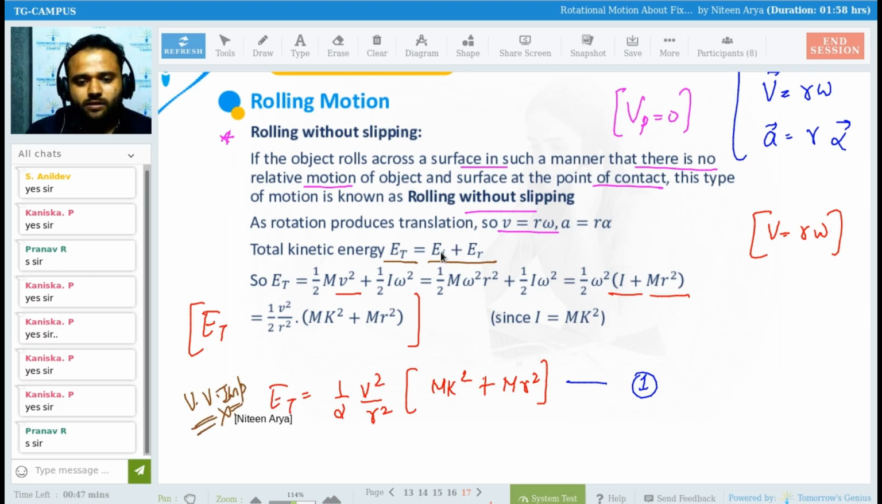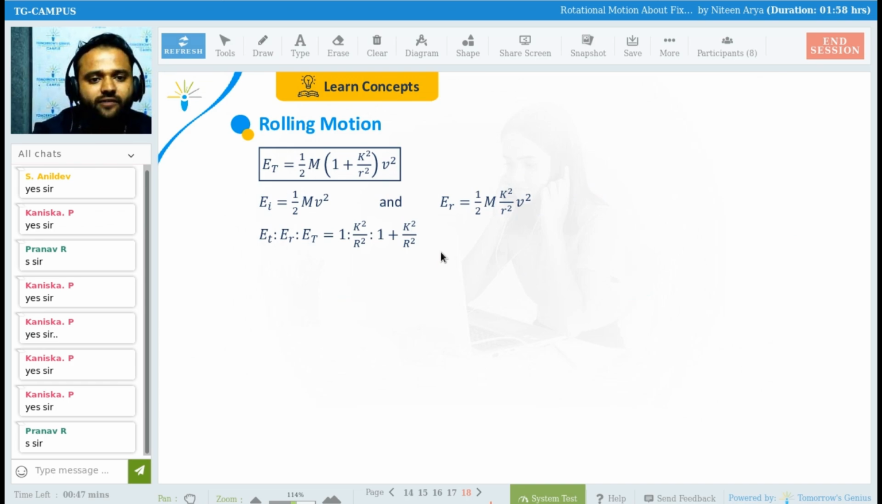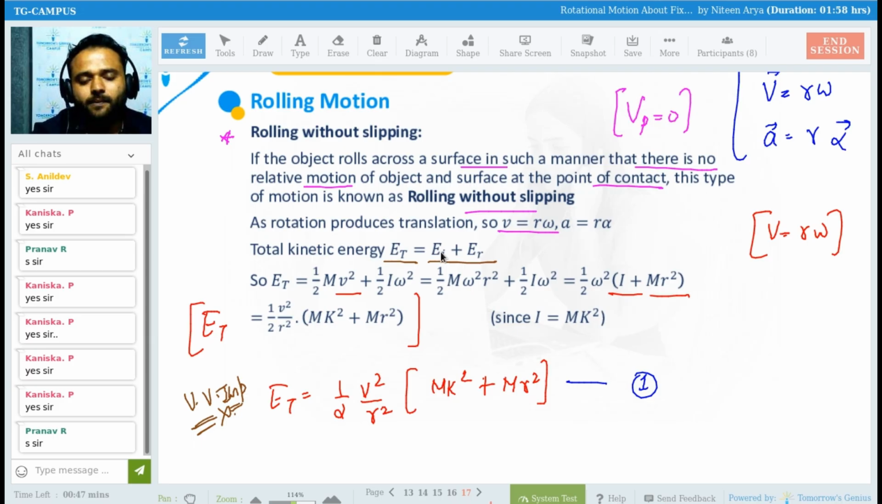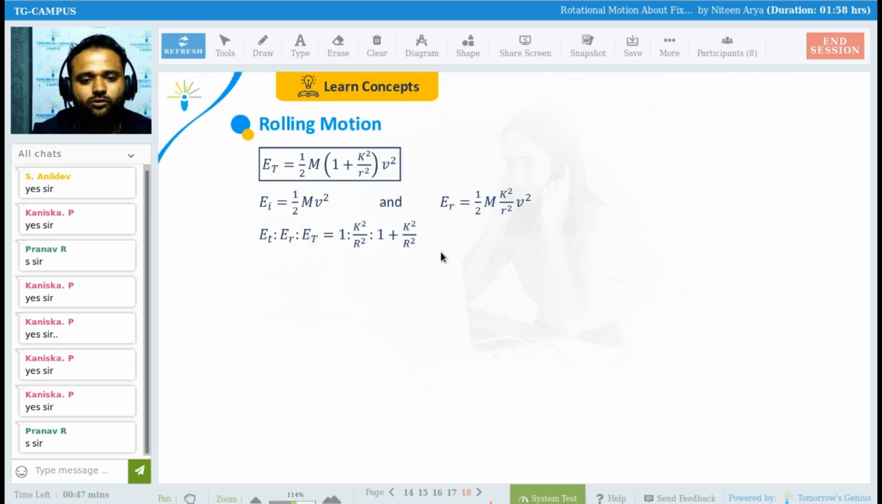Okay, then E total is half m (1 + k²/r²) v². What is it in general? If I multiply this v²/r² inside, what is it going to be? My total kinetic energy is going to be this one. This is equation 2, and that is also an important one, very, very important.